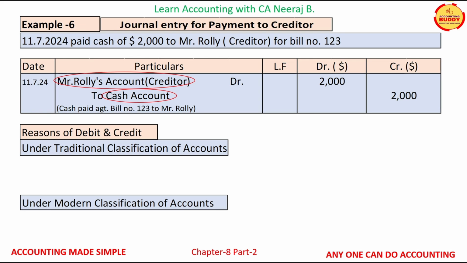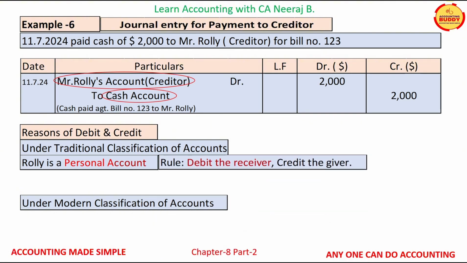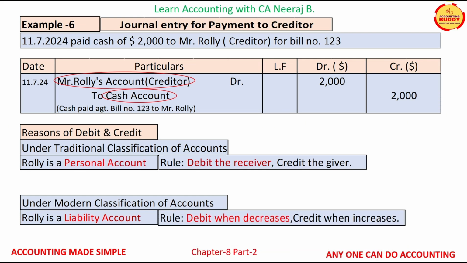accounts. Mr. Rowley's account is a personal account under traditional classification of accounts. The rule of personal account is debit the receiver and credit the giver. In this transaction, Mr. Rowley is a receiver, therefore Mr. Rowley's account is debited. Under modern classification of accounts, Mr. Rowley's account is a liability account. The rule of liability account is debit when liability decreases and credit when liability increases.